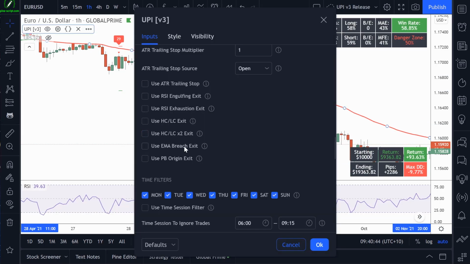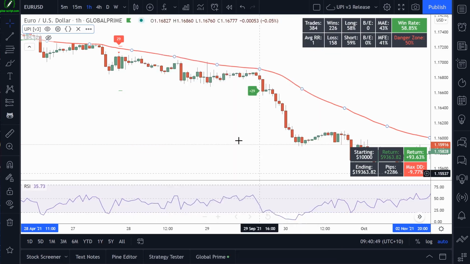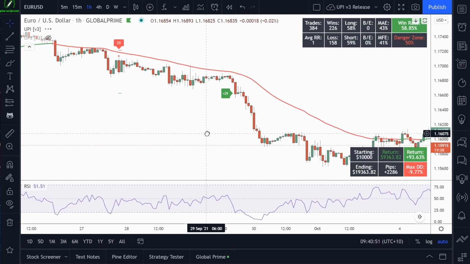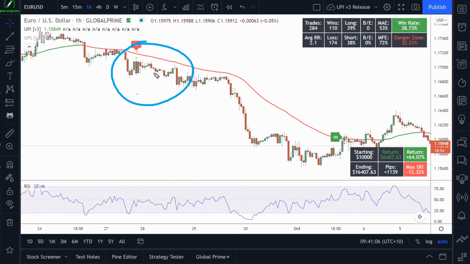Now, the second last exit reason on this list is the EMA breach exit. So if I turn that one on, this one's pretty self-explanatory once you see it in action. Same entry reason as always, bearish engulfing candle, 1 ATR stop. Once our 1-to-1 target is hit, the script begins waiting for price action to break and close above our main moving average. In this case, we've got the 50 EMA here. As soon as this candle closed above the 50 EMA, the script exited our trade for 88 pips.